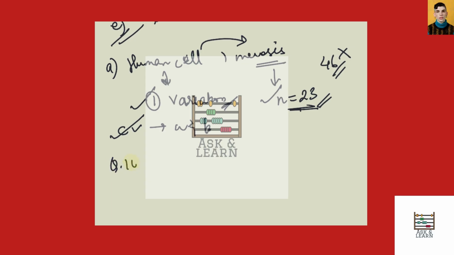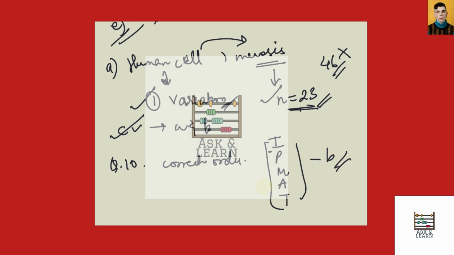Coming to question 10, which of the following steps of the cell cycle are in correct order? So the first step is interphase, second is prophase, the beginning of mitosis, then metaphase, then anaphase and telophase. So IPMAT. This sequence is shown in option B. So option B is your answer.